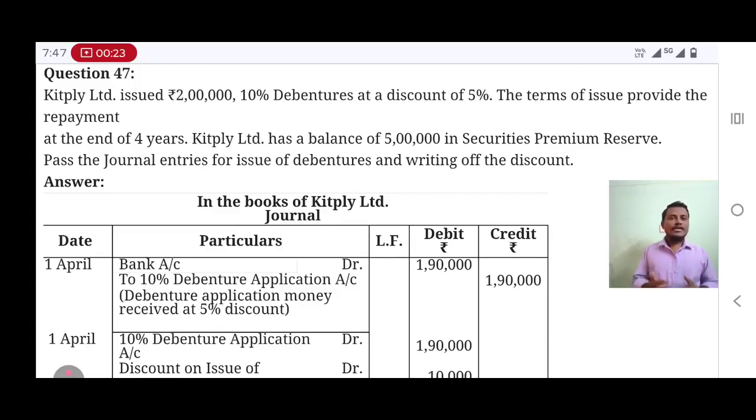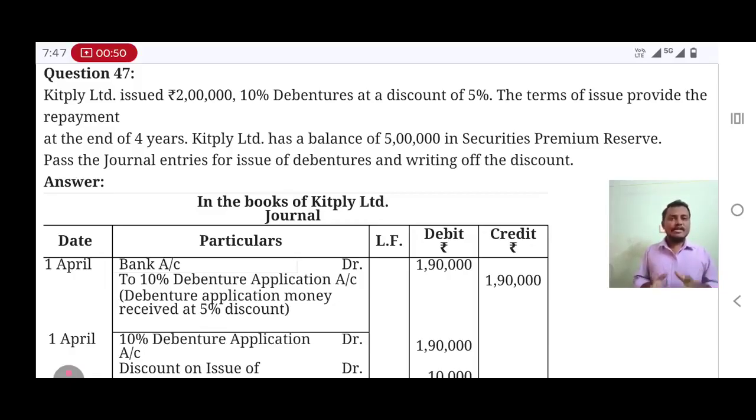So bank account debit, same way you write the issue entry. Bank account debit to debenture application. 5% of 2 lakh, 10,000 will come. So 2 lakh minus 10,000, 1,90,000. In the bank, you will receive the money only after deducting the discount. So 1,90,000, 1,90,000 is shown in the issue entry. Then you have to write the transfer entry. So debenture application account debit, discount on issue of debentures debit to debentures account.